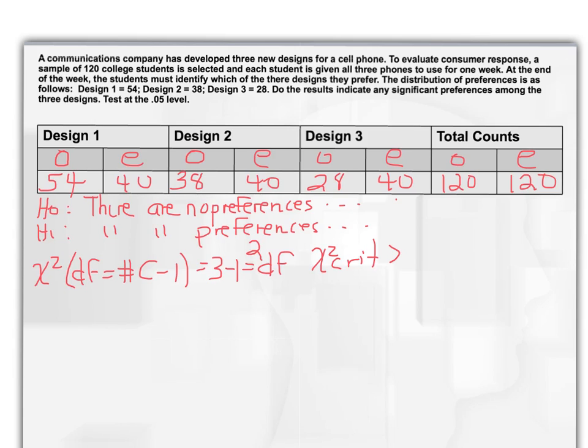At the 0.05 level of significance, go to your table, find the row for 2 degrees of freedom. This table is in your book. And go to the right till you see the 0.05 level of significance, and that cell says that you have to get a chi-square value that exceeds 5.991 to reject the null hypothesis. Okay, 5.991.